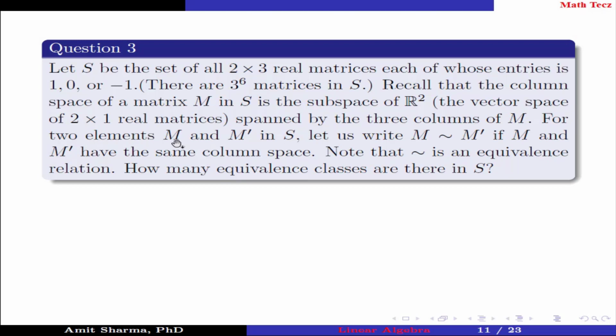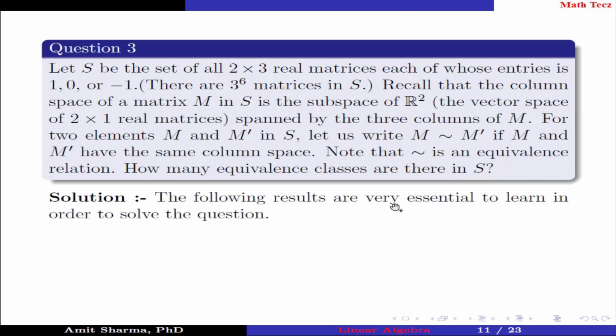For 2 elements M and M dash in S, let us write M is equivalent to M dash if M and M dash have the same column space. Note that equivalent is an equivalence relation. How many equivalence classes are there in S?